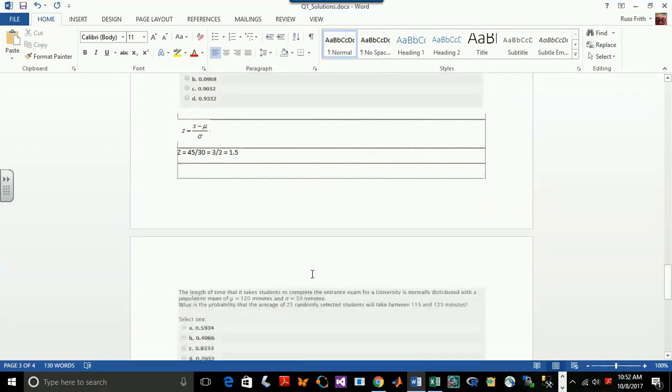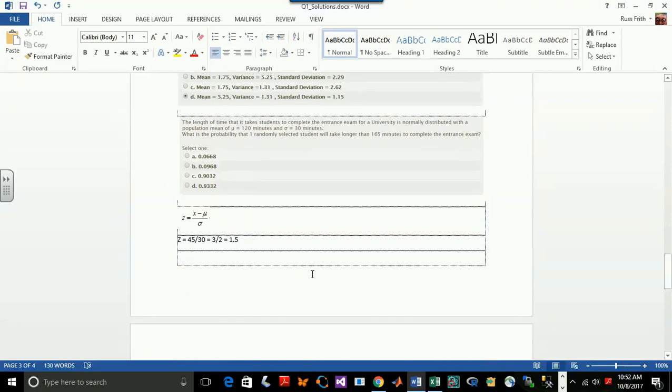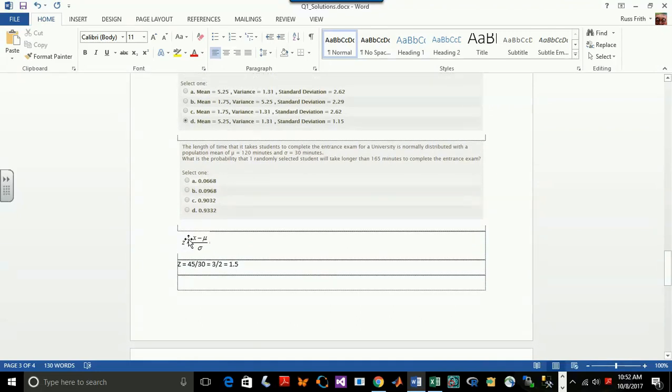So in this particular case, the z-score would be what? 165 minus 120, because x is 165 and mu is 120, divided by the standard deviation, which is 30. So the z-score is 1.5. Now we go into our table.